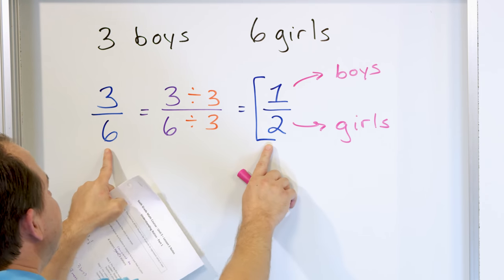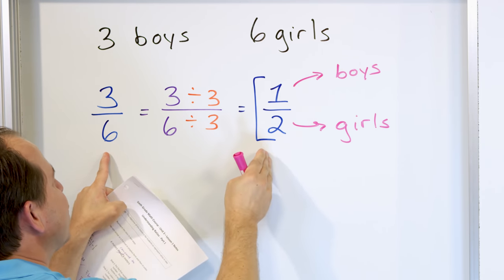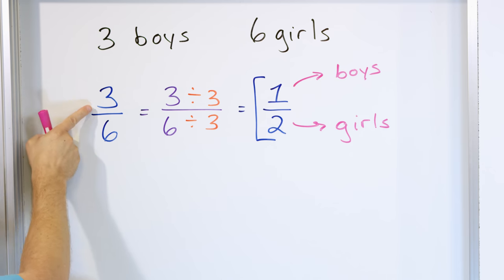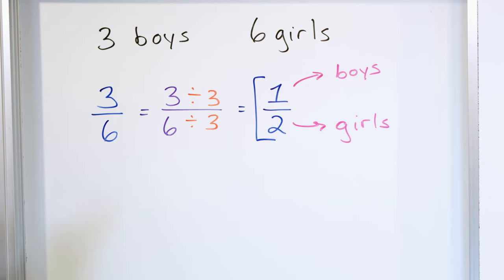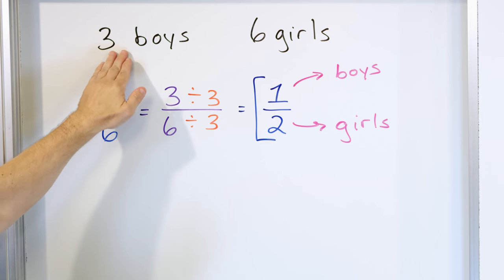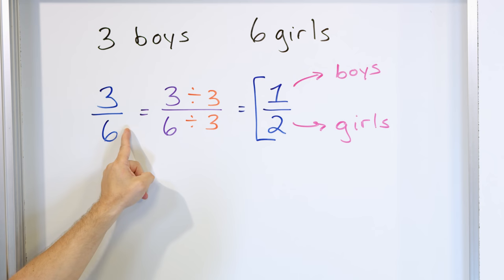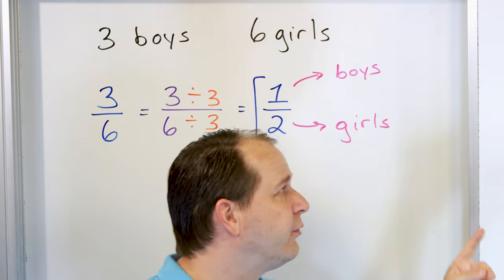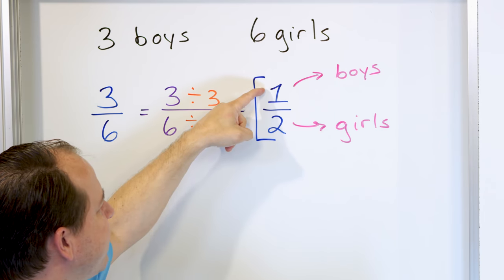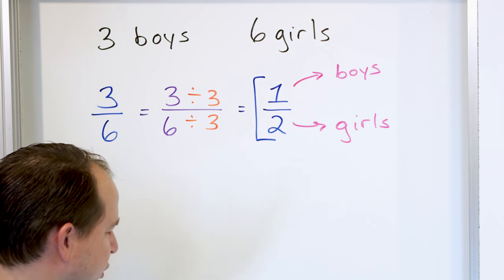You see, these are the same ratio. What we're saying is three as compared to six is the same exact ratio as one compared to two. So the problem here is we want to give you two numbers. You're going to write it as a ratio. If you can simplify the ratio, you will, and you will circle that ratio as the answer. So the simplified ratio here is one boy for every two girls.